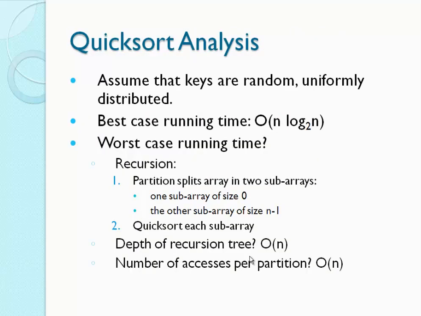Now quicksort analysis. Assume that the keys are random and uniformly distributed, then the best case running time is O(n log n) to the base 2. For the worst case running time, we have recursion. Number 1: partition splits the array into two sub-arrays, one sub-array of size 0 and the other sub-array of size n-1. Number 2: quicksort each sub-array. The depth of the recursion tree is O(n). The number of accesses per partition is O(n).